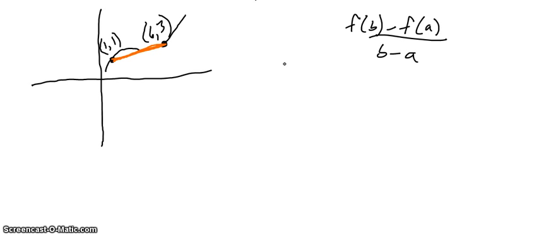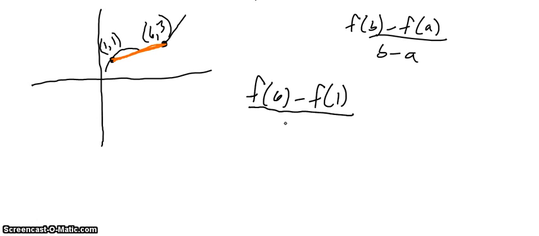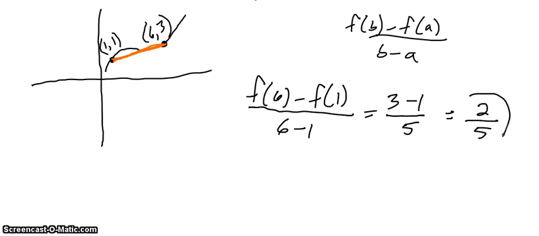And so the way we solve for that, again, we just use our model, f of b minus f of a all over b minus a. So we take f of 6 minus f of 1, we divide that all by 6 minus 1, which will give you 3 minus 1 all over 5. And that all reduces to 2/5. That's the average rate of change from x equals 1 to x equals 6, otherwise known as the slope of the secant line to the curve at 1, 1 and 6, 3.